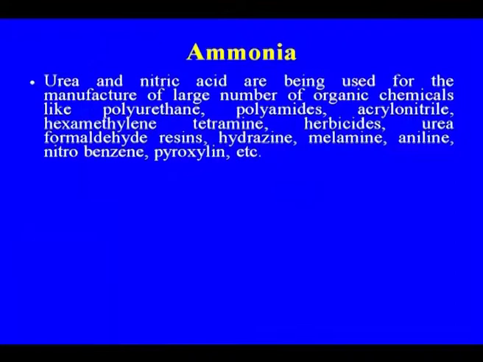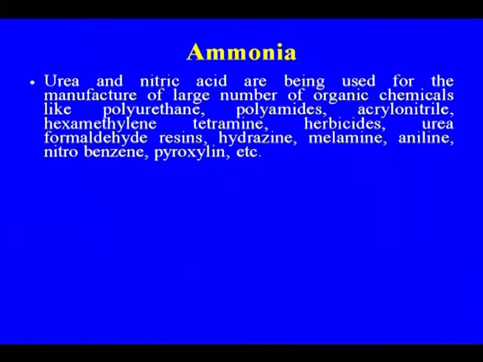Urea and nitric acid, as I told you, are being used for the manufacture of a large number of organic chemicals also. Just take the case of urea, formaldehyde, and other applications of urea. And with nitric acid, we are finding many reactions also. Nitric acid along with sulfuric acid, we are using as the catalyst also.